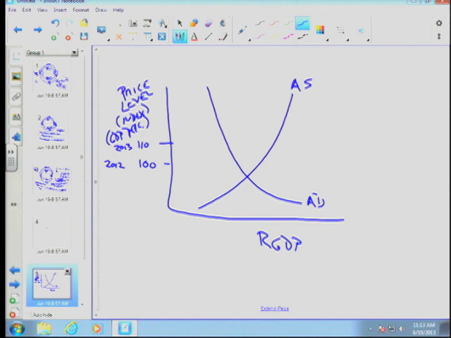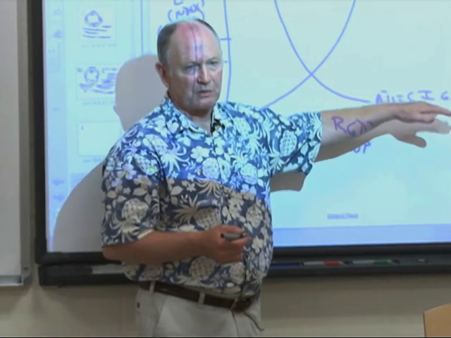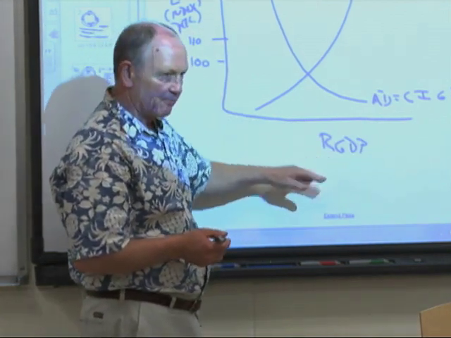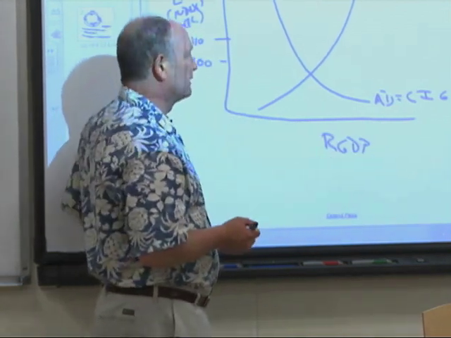Now, aggregate demand is the sum total of all of our purchases based on different price levels. Who purchases goods and services in the economy? We just went over this. Consumers, business, government, and foreigners. So aggregate demand here is a function of spending by consumers, business, government, and foreigners on our GDP. All right, so far?